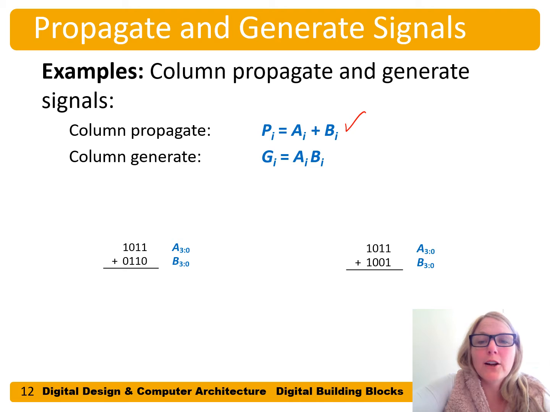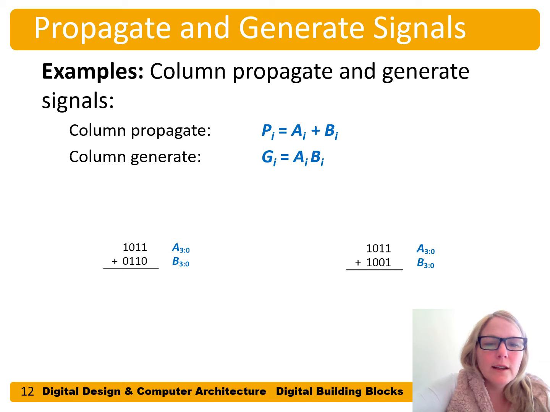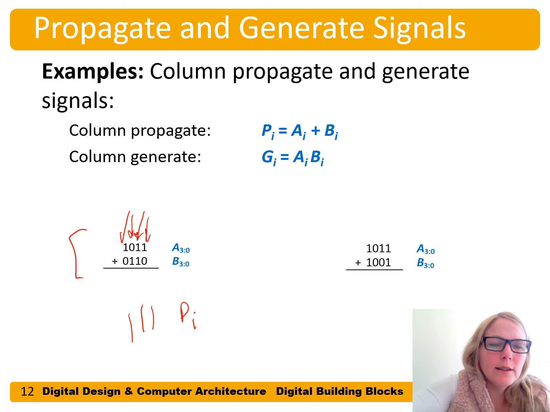It's going to generate a carry out if both A and B are true. Okay, so we can calculate propagate and generate signals. Propagate signals for this addition, right? We have A sub 0 or B sub 0. Yep, that's true. A sub 1 or B sub 1, 1 or 1. Yep. A sub 2 or B sub 2, 0 or 1. Yes. And the last one, A sub 3 or B sub 3. Yep, that one's also all ones.